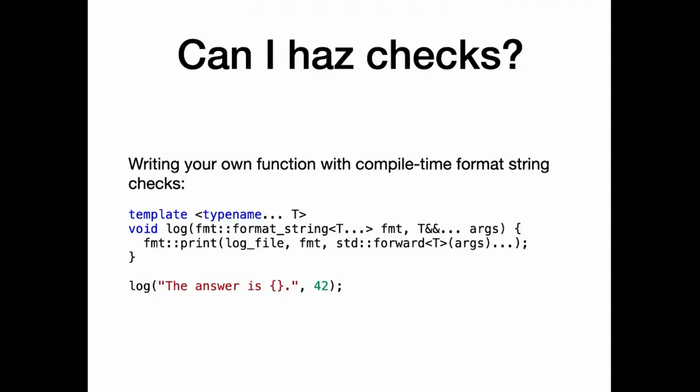And you can even write your own functions that do the same compile time checks. To do this, all you need is this format string type, which takes as template arguments your format arguments, and then you can have a function like this log function that takes a format string and some arguments and forwards everything to print.